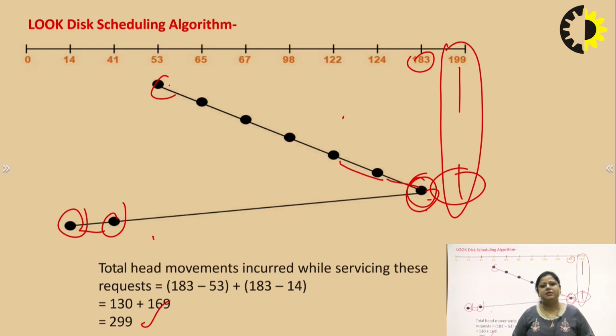So we can observe that the LOOK scheduling algorithm is a more advanced, improved version of the SCAN algorithm. The head starts from the first request at one end of the disk and moves towards the last request at the other end, servicing all the requests in between. Then after reaching the last request at the other end, the head reverses its direction and returns to the first request at the starting end, servicing all the requests in between. The same process repeats again and again.